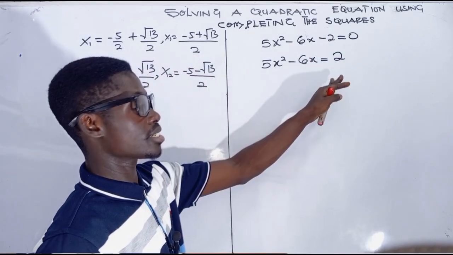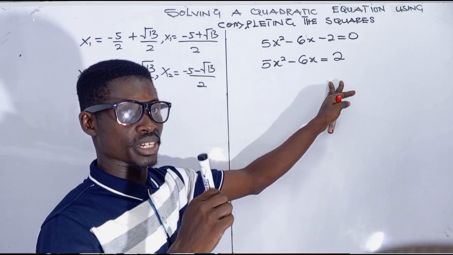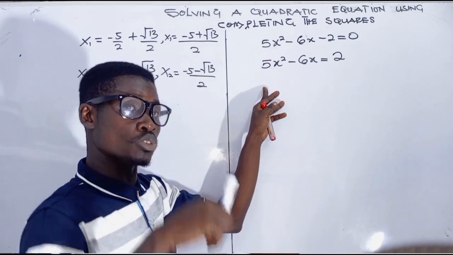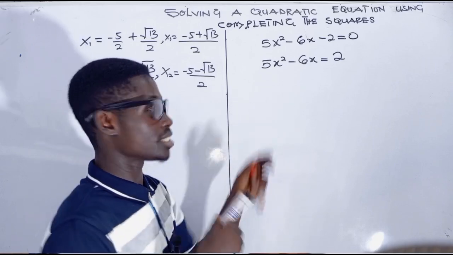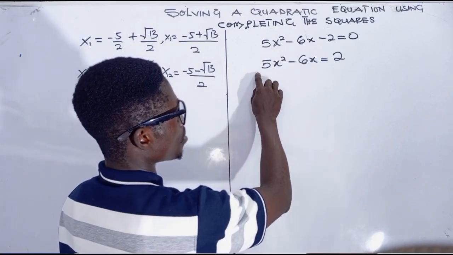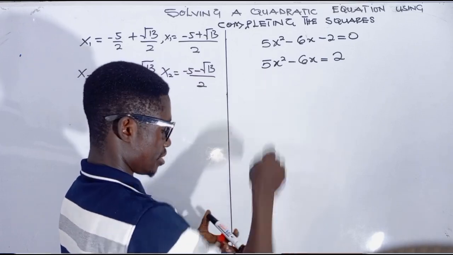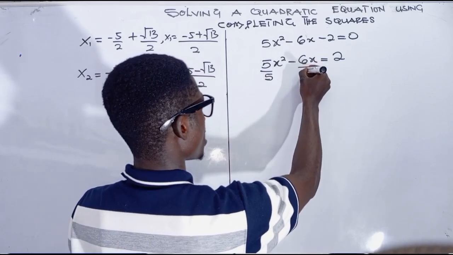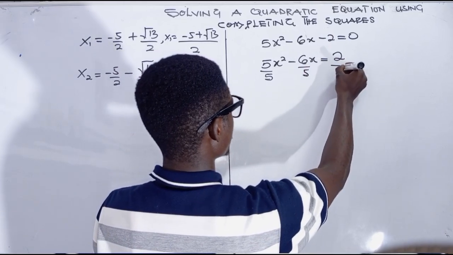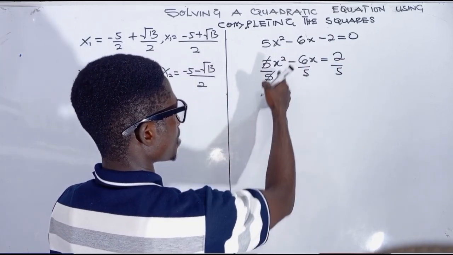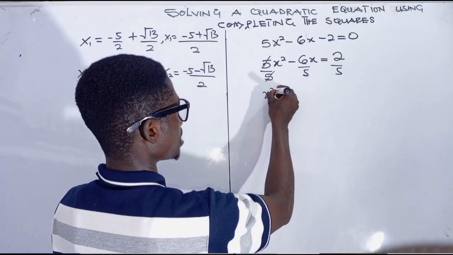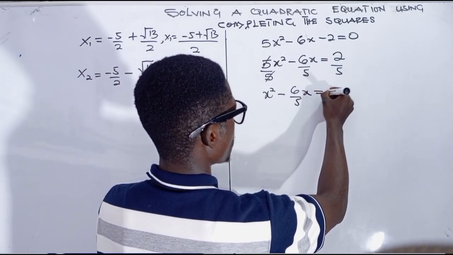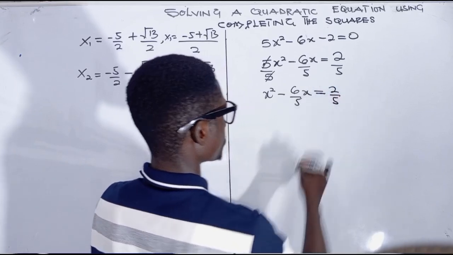Now once we are done with this, then we move on to the coefficient of x squared. We have to make sure that the coefficient of x squared is 1. If it is not 1, then we have to make it 1. So from here, to make it 1, we are going to divide through by what? 5. So we are going to divide through by 5, so that this will cancel this. At the end, you will be left with x squared minus 6 all over 5 x is equal to 2 all over 5.